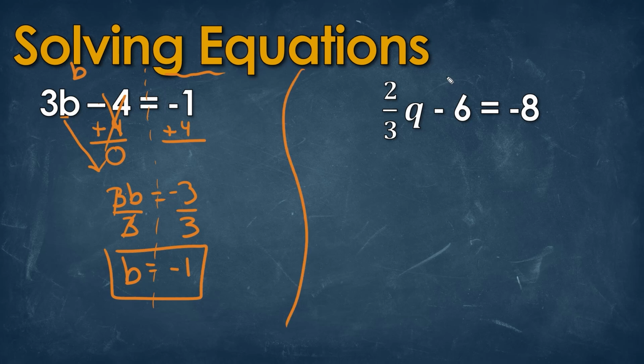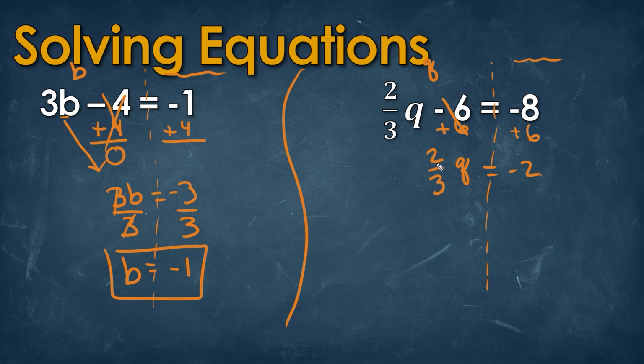Moving on to our next example, we're going to solve for q now. So we want q on that side and all of our numbers on that side. We start with what's easiest, which is subtraction or addition on this side. Since we have negative 6, we're going to add 6 on both sides. That will cancel out, and so what we're left with is negative 2 on that side, and then we're going to have 2 over 3q on this side.